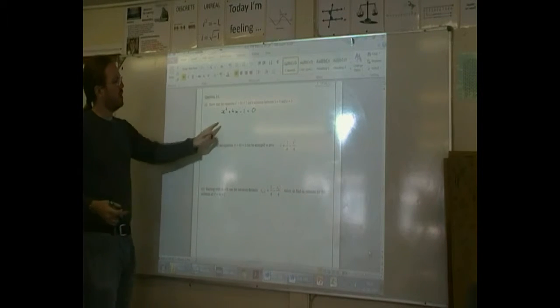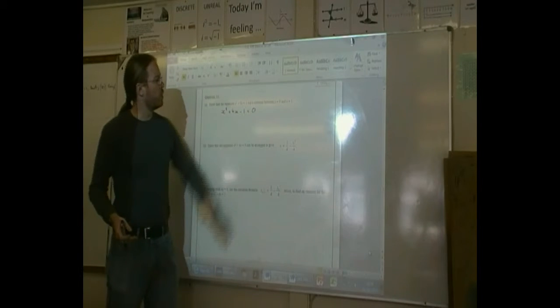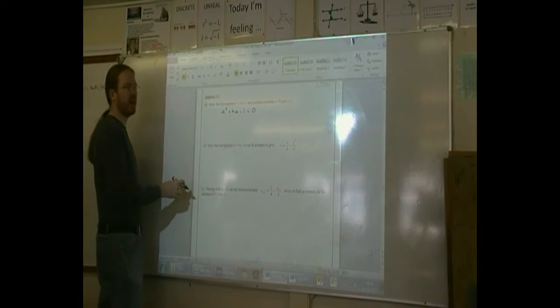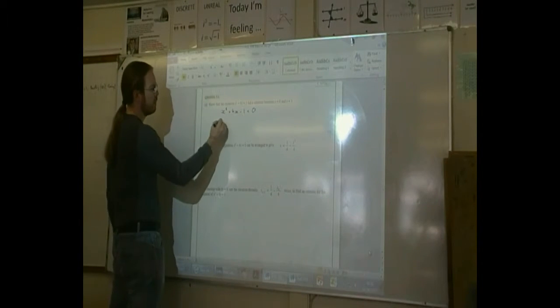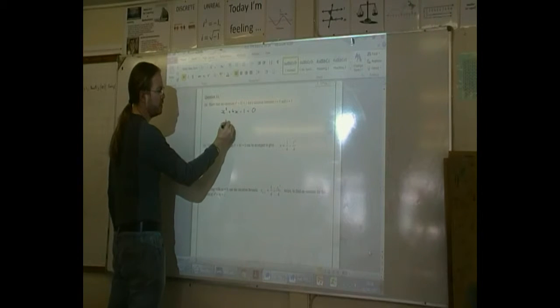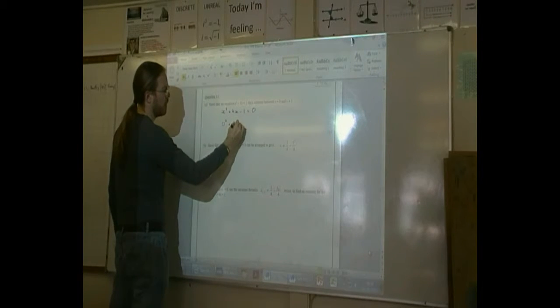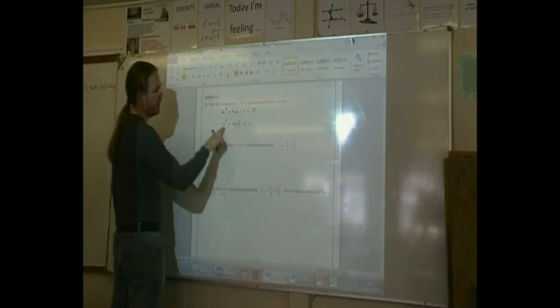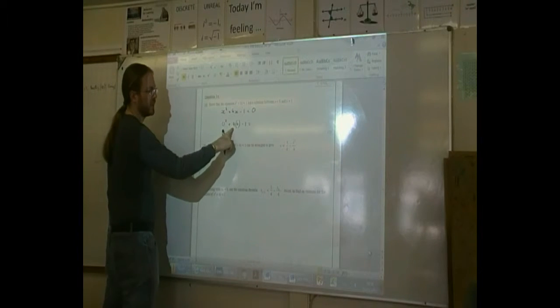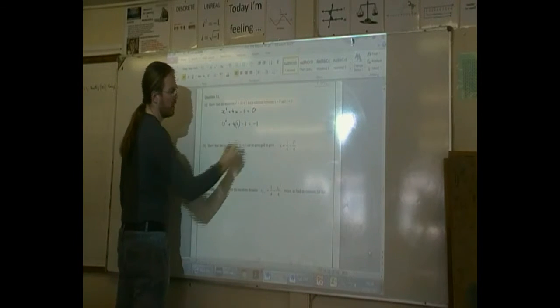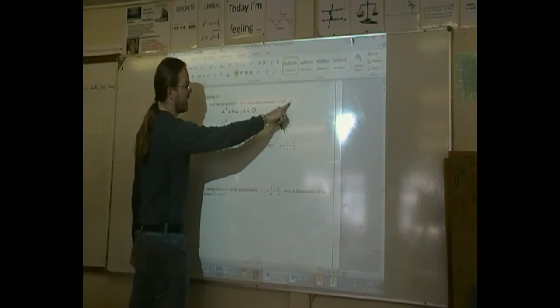Okay? There's a solution between 0 and 1. Well, what would happen if x was 0? If x was 0, we'd have 0 cubed plus 4 lots of 0, take away 1, and that would be 0, take away 1, minus 1. And what would happen if x was 1?